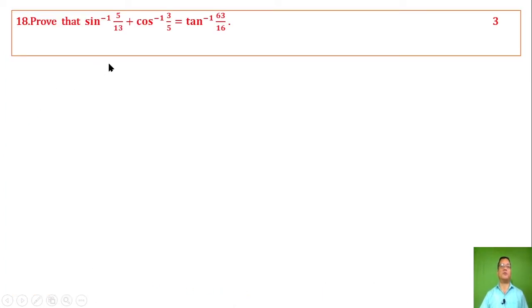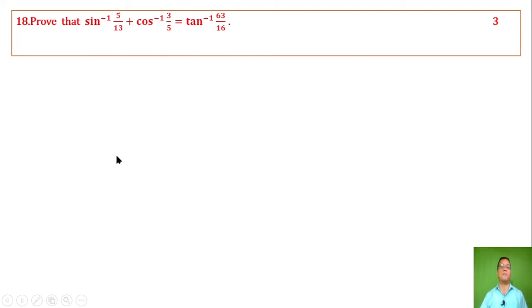Prove that sine inverse of 5 by 13 plus cos inverse of 3 by 5 equal to tan inverse of 63 by 16.